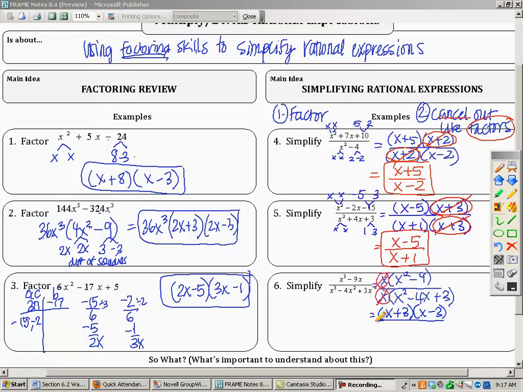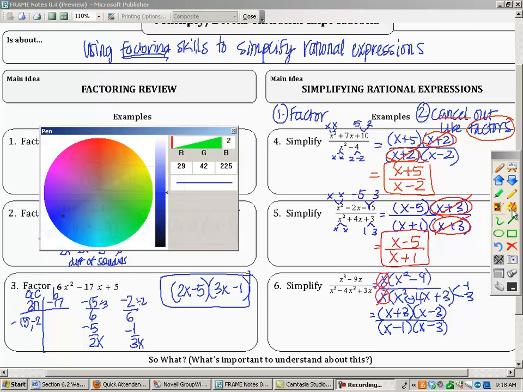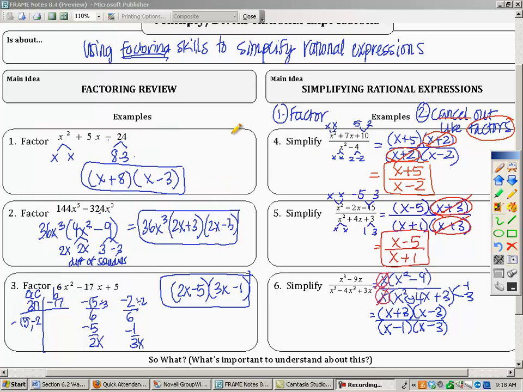In my denominator, x squared is x and x. How do you get 3? 1 and 3. But they're adding to a negative 4, so they both have to be negative. So I have an x minus 1 and an x minus 3. Taking my red, because my red says cancel out, I have an x minus 3 in the numerator and x minus 3 in the denominator, so those cancel. What am I left with? X plus 3 in the numerator over x minus 1 in the denominator.